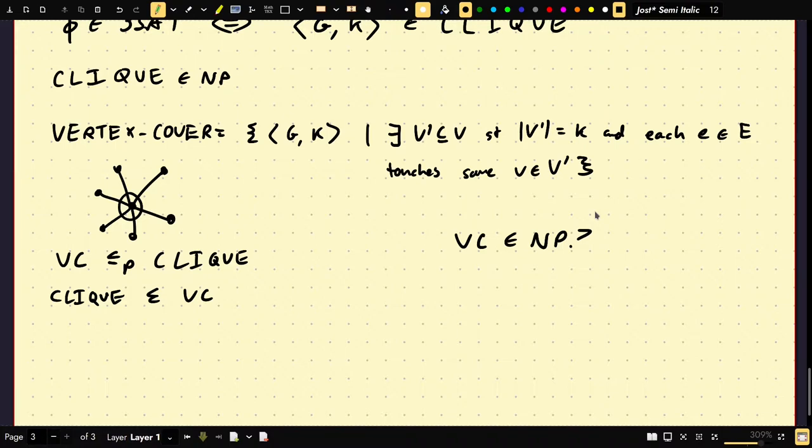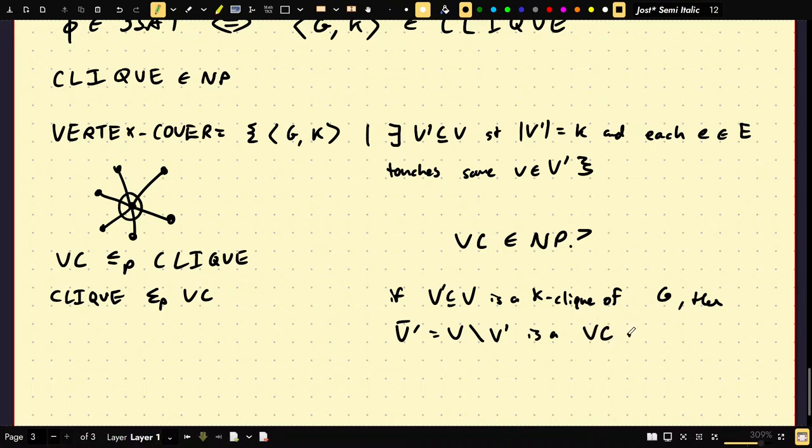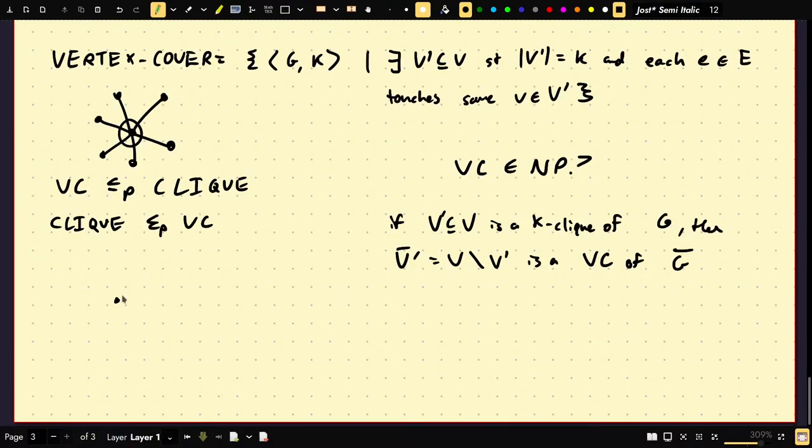Keep going. The reason this reduction goes both ways is because if some V prime subset of V is a K-clique of G, then V prime complement, which, recall, is just V minus V prime, is a vertex cover of G complement. To give you an example of this, say we had some ugly graph, like something like this. So that's going to be your clique of size 4. Let's say we had some extra add-ons. So our clique here is these four vertices.